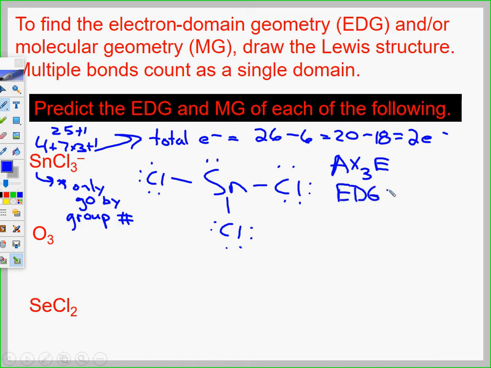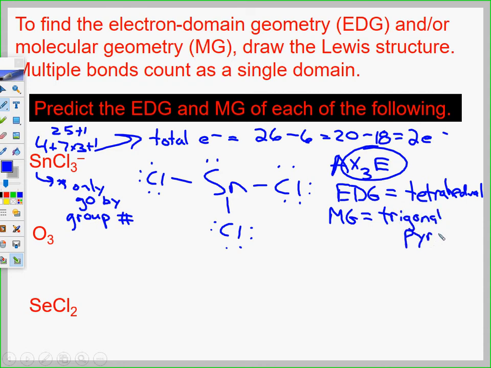All right, so that means that's your total. That's your total. 4. So what is it going to be? Tetrahedral. And our molecular geometry is going to be trigonal pyramidal.